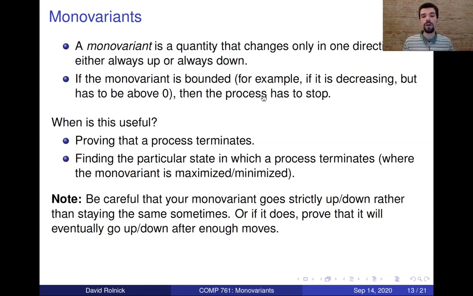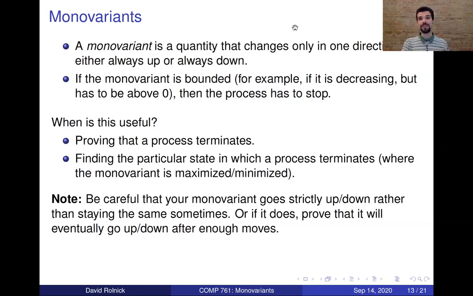A quick note: you have to be careful that your monovariant is actually going strictly up or down, rather than just staying the same sometimes. It's okay if your monovariant stays the same sometimes, but you have to show that it is going to go up or down eventually after enough moves. Otherwise, if your algorithm could keep your monovariant the same, then it could just be an invariant, and the algorithm might not stop. It might just go down to 0, but then keep on working, and the monovariant stays at 0. Anyway, that's sort of a technical point.